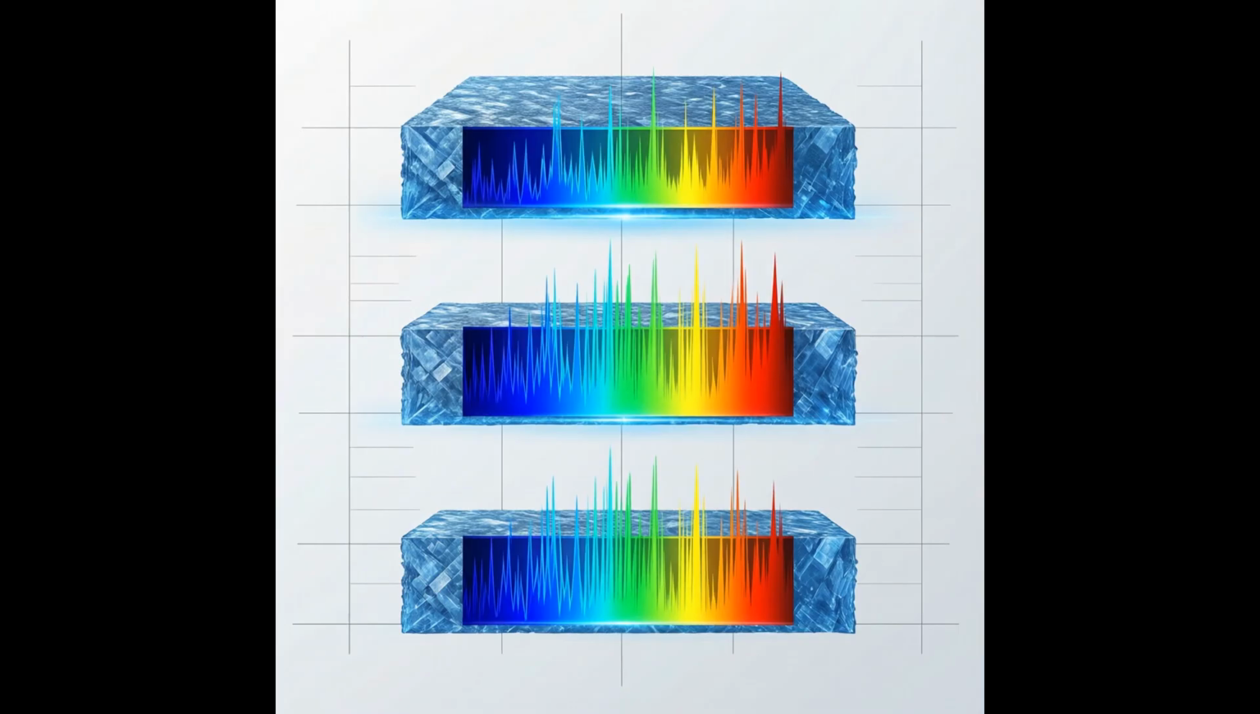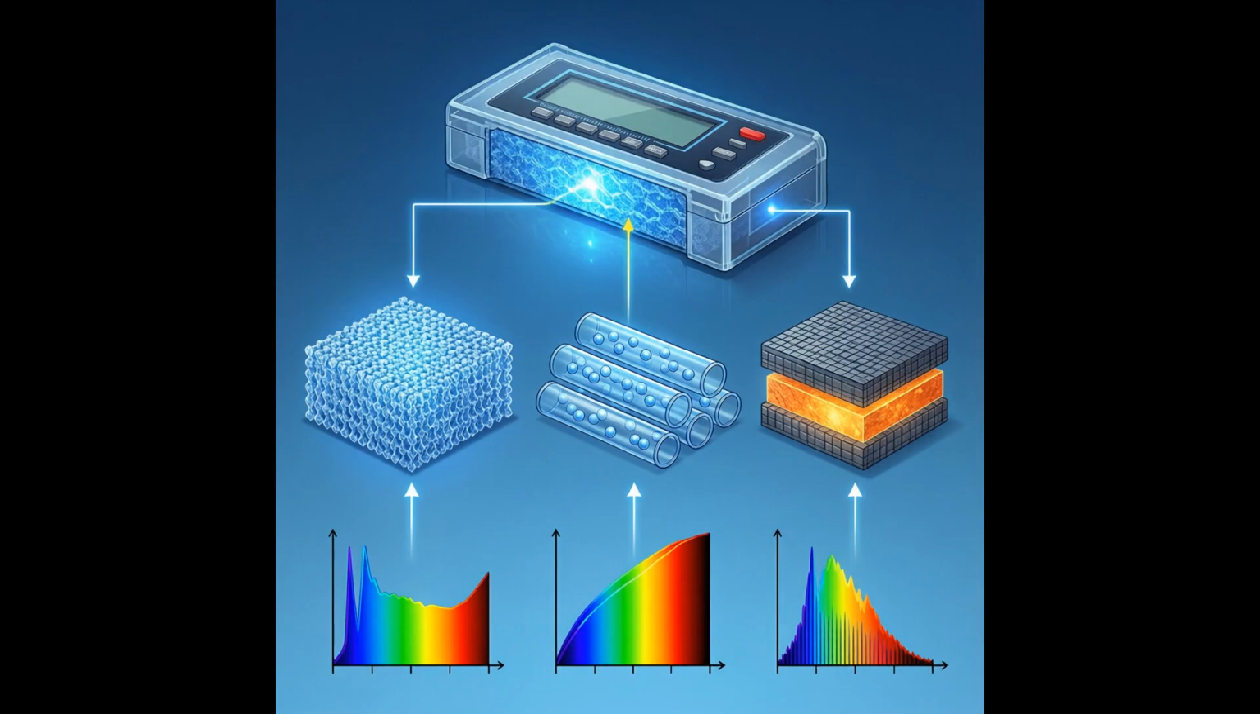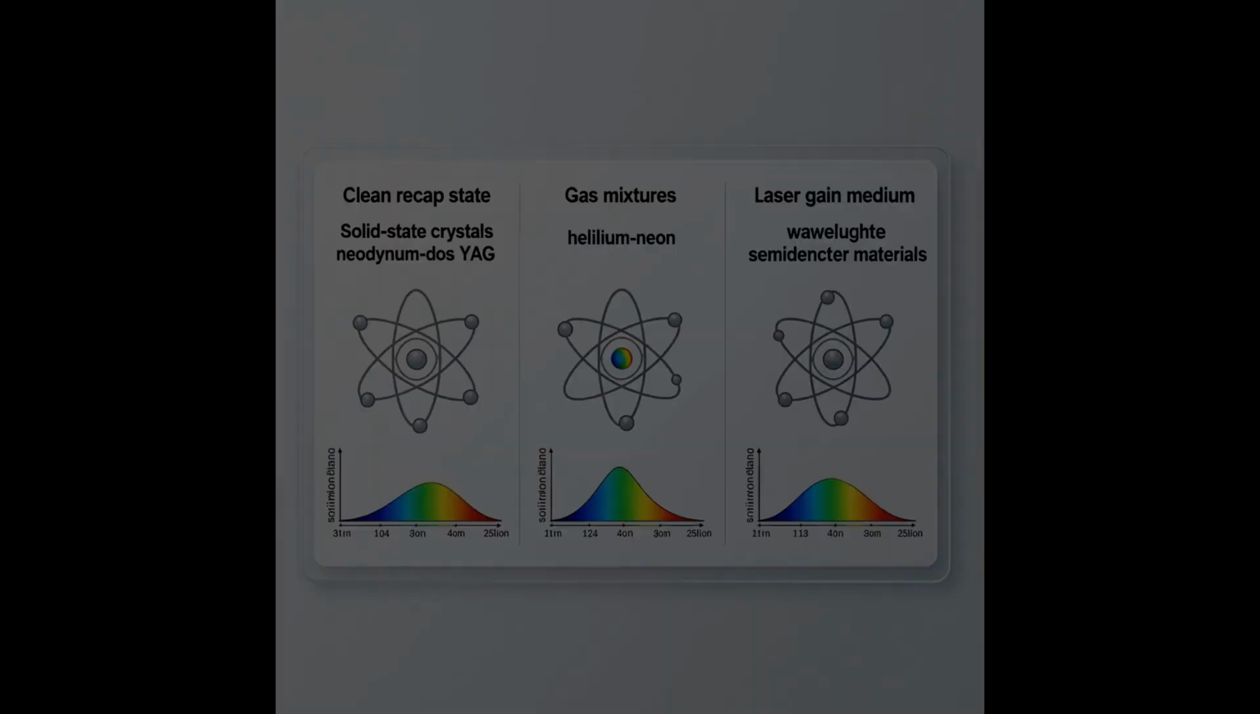In contrast, gas mixtures, such as helium-neon, rely on collisional excitation between atoms to achieve population inversion in a continuous flow. Semiconductor materials differ further by utilizing band-to-band transitions within a crystal lattice structure for compact device integration.